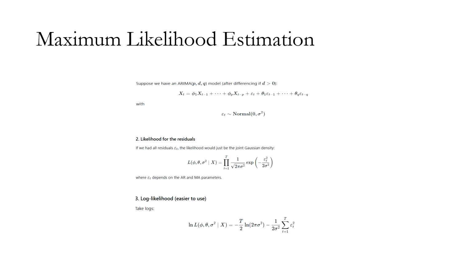We can make this easier by turning it into the log likelihood, right? And ET is equal to XT minus phi1 XT minus 1, that general formula, plus theta 1 ET minus 1 plus theta Q ET minus Q. So that's how you derive ET, right? And that's why we're optimizing for phi, theta, and sigma squared, okay? Based on this joint Gaussian density.